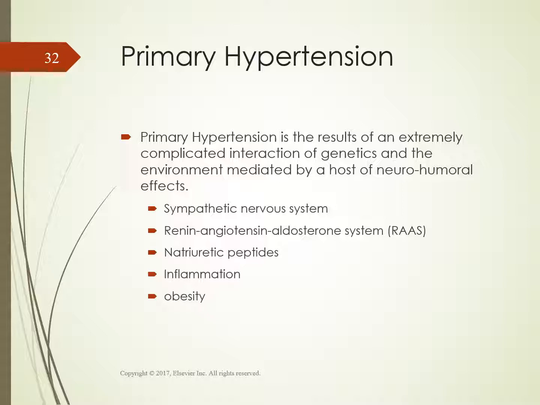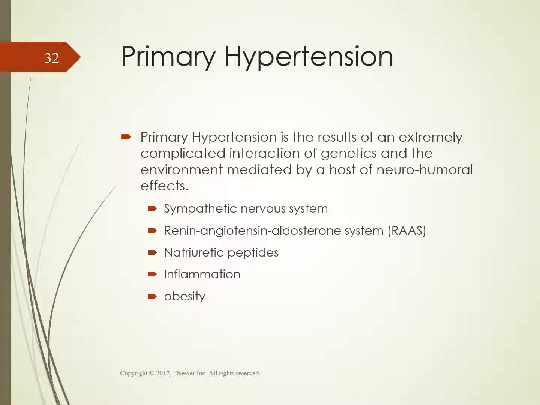Natriuretic peptides modulate renal sodium excretion and require adequate potassium, calcium, and magnesium to properly function. The natriuretic hormones include atrial natriuretic peptide, B-type natriuretic peptide, C-type natriuretic peptide, and urodilatin.